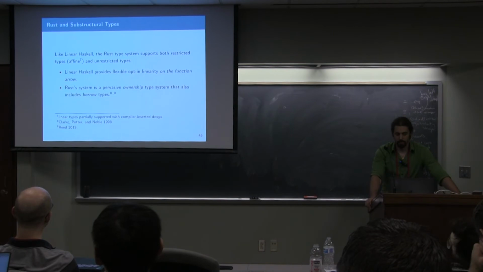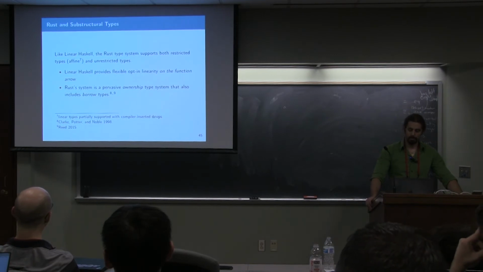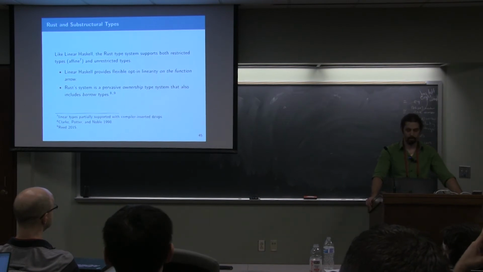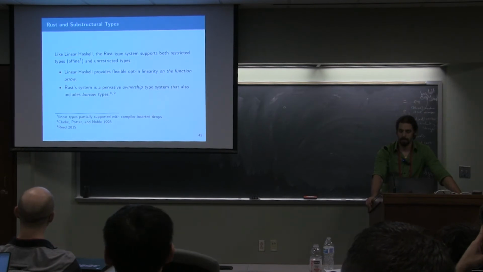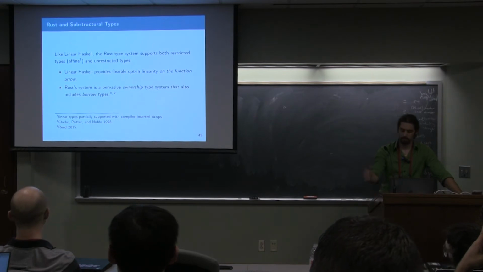So I want to talk a little bit about the nature of the substructural type system in Rust and how it compares to Linear Haskell, for example. Both systems support restricted types as well as unrestricted types, and in Rust's case, as Ryan already mentioned, they're actually affine types. Linear Haskell, as Ryan mentioned, provides this very flexible opt-in linearity on the function arrow. So you can have regular Haskell code, and then only in a few places as appropriate you introduce the linear arrow and you get these properties.